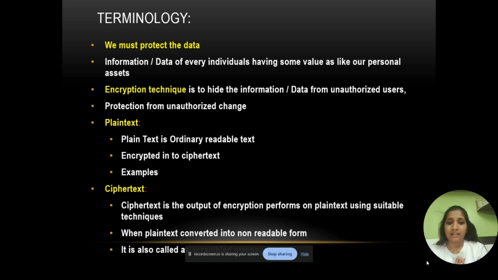Next topic is plain text. Plain text is the original, readable form of data before encryption. It is converted into ciphertext using an encryption algorithm. For example, if you type hello in a message, it is plain text. And let us say ciphertext. This is an encrypted version of the plain text, making it unreadable to unauthorized users. It is also known as a scrambled message because it looks like random characters. For example, hello could be converted into numbers, symbols, or capital and small letters after encryption.